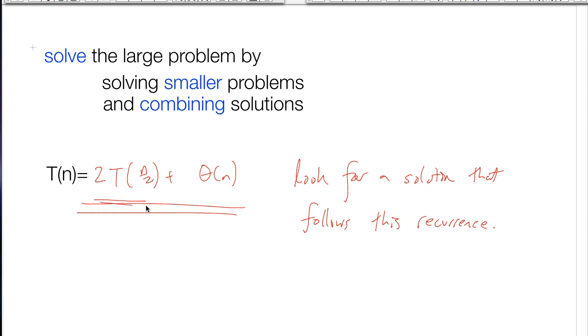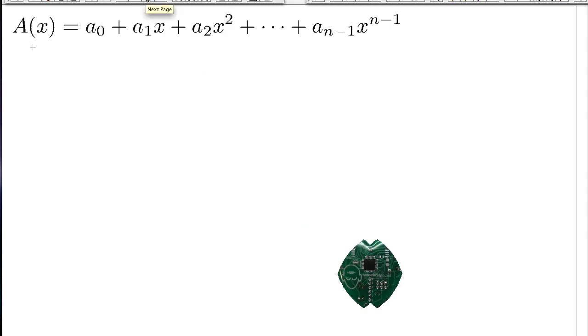We are going to divide the problem into n over 2, into half. We're going to solve both of those halves, and then we're going to spend linear time to put them back together. Now the question is, when you're given a polynomial like this, how can you divide it into 2 parts so that you can solve them recursively? This is the algorithmic insight to this problem, and you got it within 10 seconds, so good job.